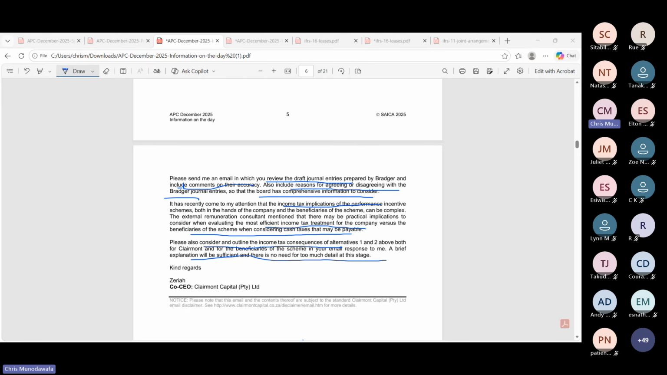So, for example: review the draft journal entries, discuss the two alternative incentive schemes, the income tax implications for the claimants, and also the income tax implications for the CEOs. That's coverage in simple terms.